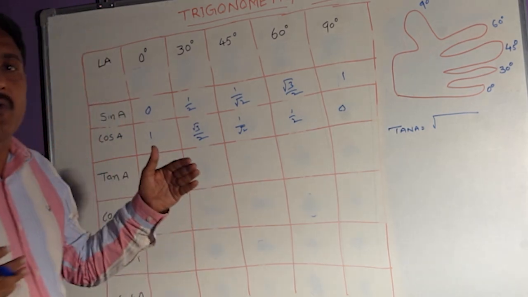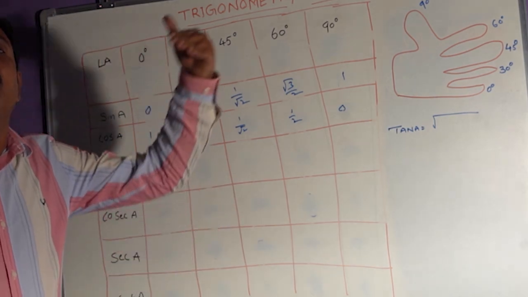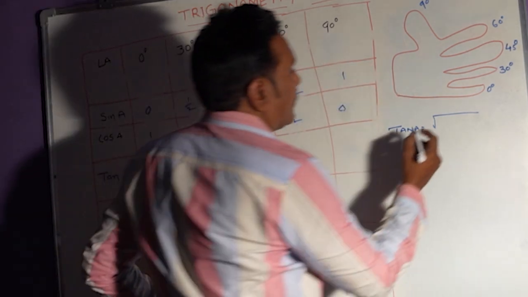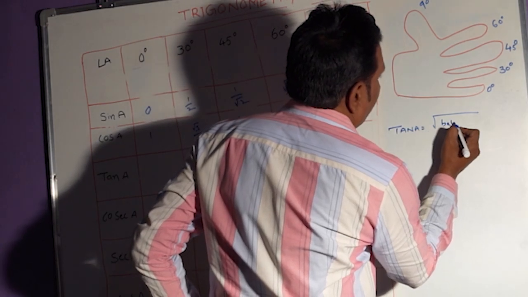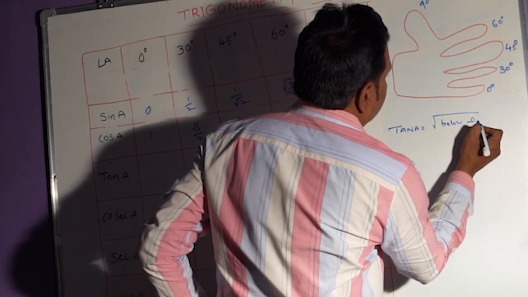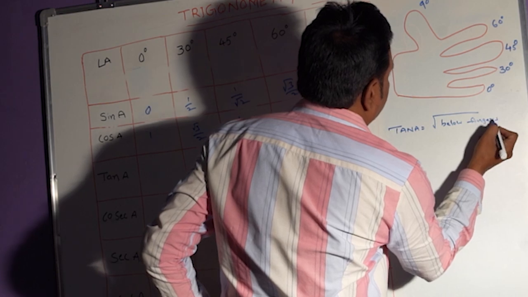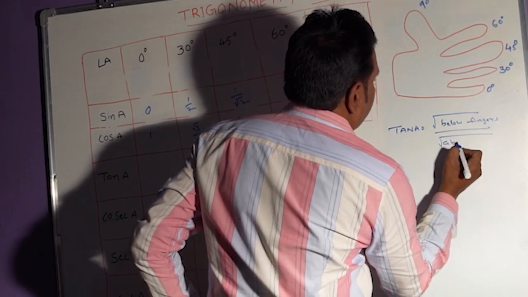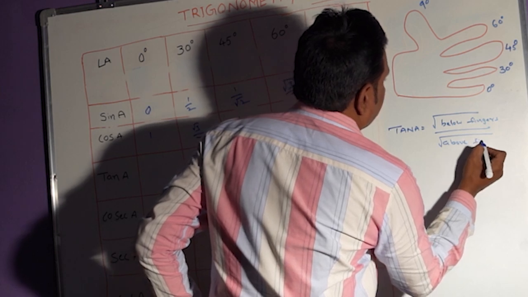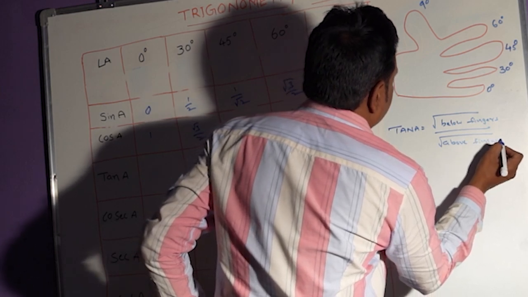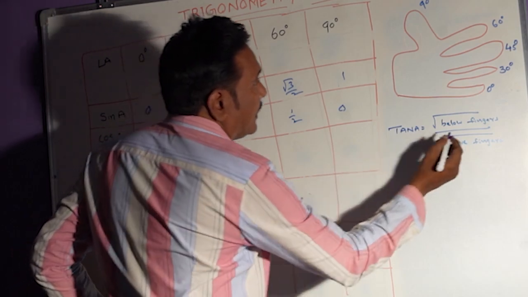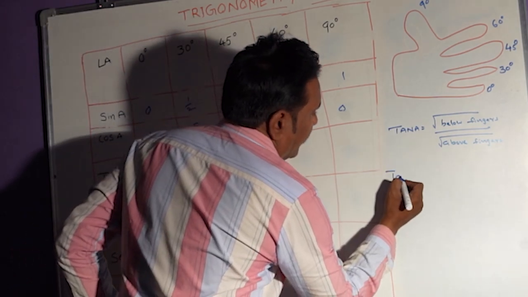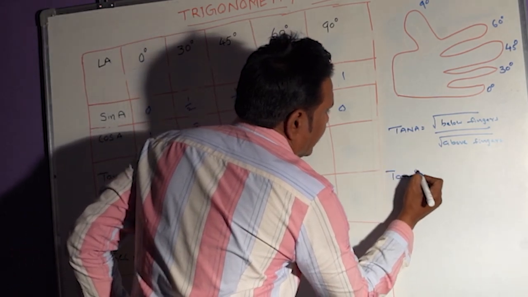Root of below fingers by root of above fingers. Okay. Then tan of 0 degree.